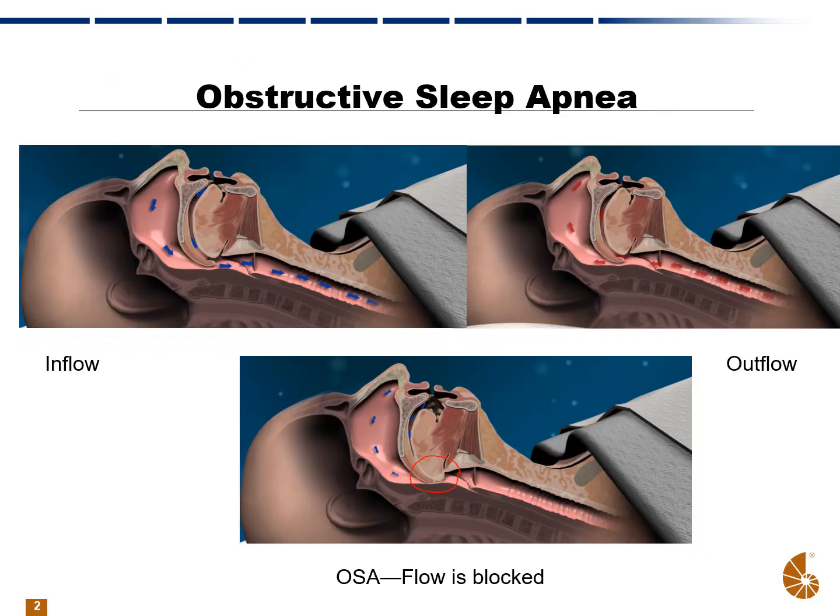So let's get started. What is obstructive sleep apnea? Normally when you sleep, there's an inflow and outflow of air through your nose and mouth into your lungs. However, in some people, the flow is blocked, kind of like the back of the tongue or other structures can block the flow of air, and people have difficulty breathing at night.